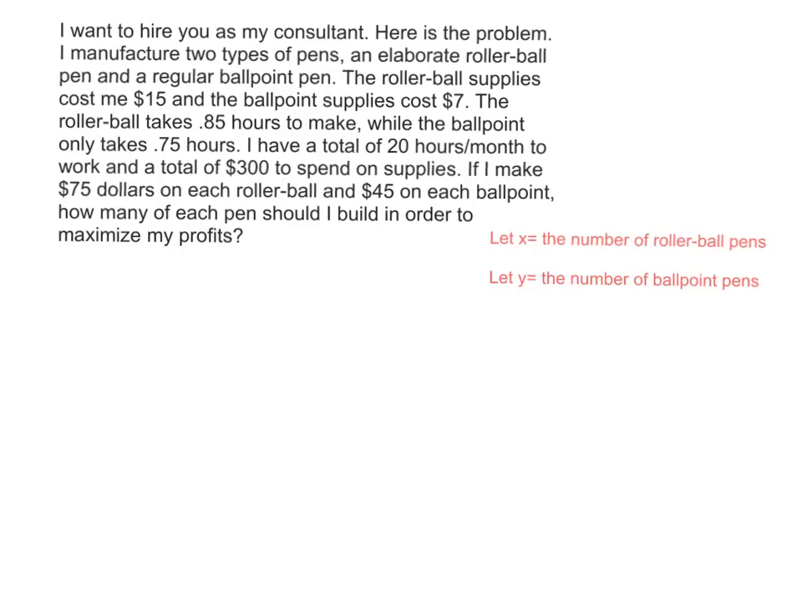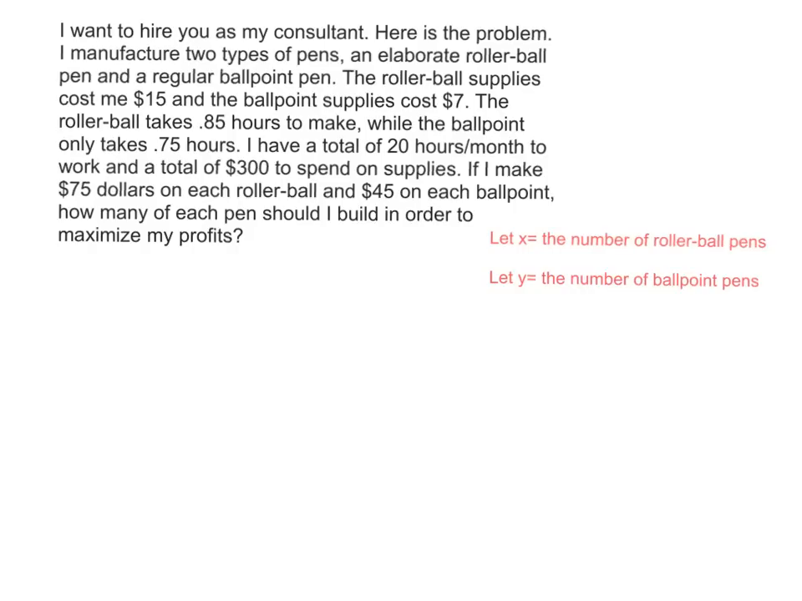So we need to look in our problem and see what topics we're talking about, because if we have 2 variables, we know we at least have to have 2 equations or inequalities, correct? So let's take a look, and in the problem I see that we're talking about money, right? And we're talking about time, hours that it takes. Those are the two main topics that stand out to me.